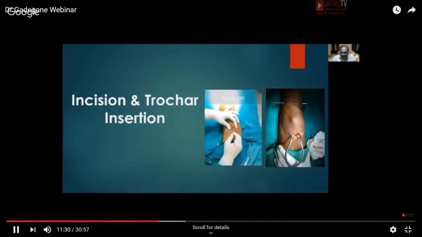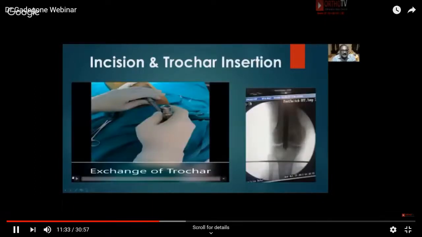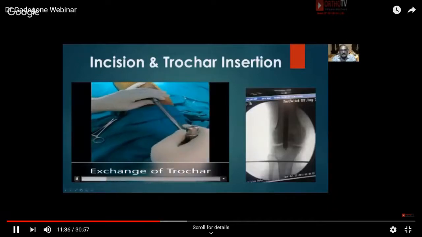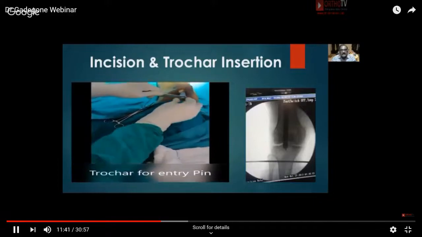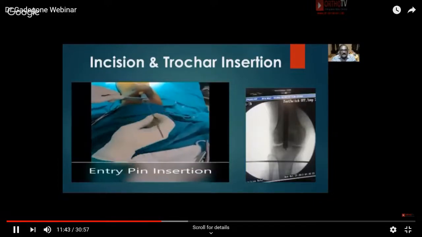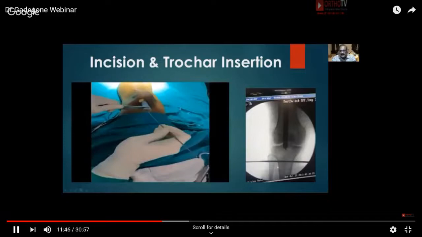Next, after this incision and trocar insertion, you pass the guide wire sleeve, so that you can pass the guide wire in the proximal tibia. This is the Steinmann pin. You are passing the guide wire exactly on the lateral tibial tubercle, medial to the lateral tubercle, and probably this is the best entry point from the tibial spine. It is about 6 to 9 millimeters. Now this is how it is.